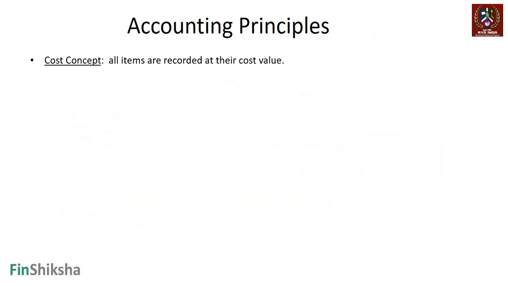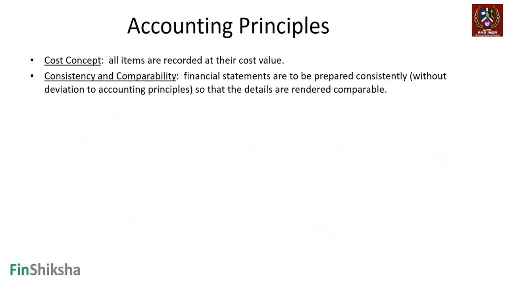There is something called the cost concept. All items are recorded at their cost value in the balance sheet. When you buy a flat or buy a land piece or buy a factory, the cost of that comes up. Now next year the price of that might change in the market. You don't revise it very frequently, right? So all items are recorded at their cost value.